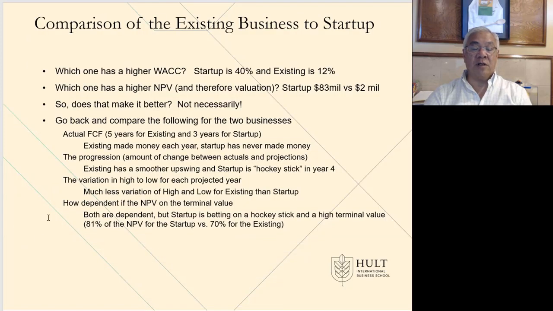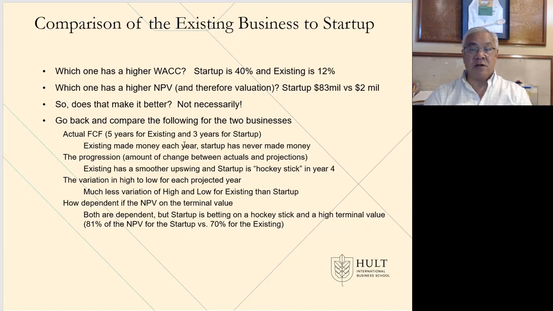So that gives us a more complete picture: there's a higher WACC for a reason for the startup because it's high risk. It has a higher NPV because we have very optimistic assumptions about where it's going to go. And there are indicators as to why it looks like higher risk.